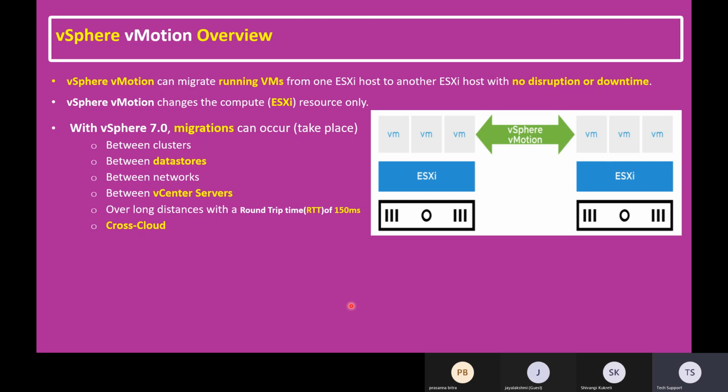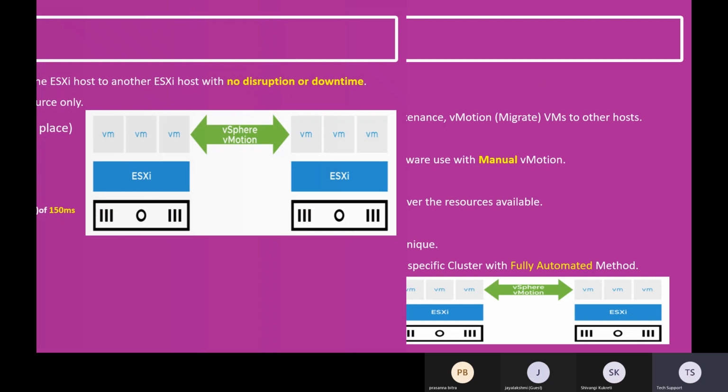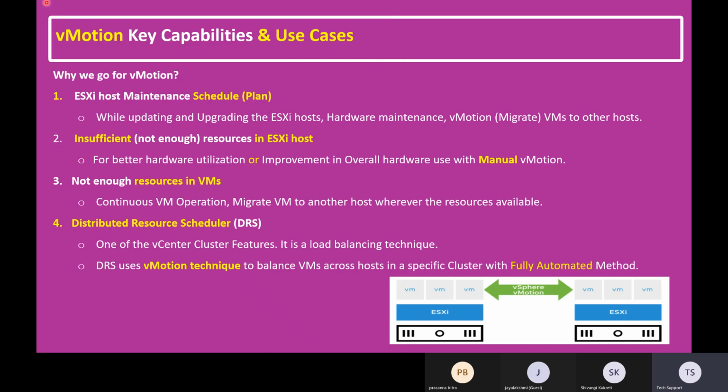Now we can talk about vMotion key capabilities and use cases. Sometimes in an interview you may also be asked why we go for vMotion, and in which scenario we need to do virtual machine migration. So normally there are mainly four scenarios in which we can perform virtual machine migration, and they are also useful as vMotion use cases. So let's try to understand the first use case.